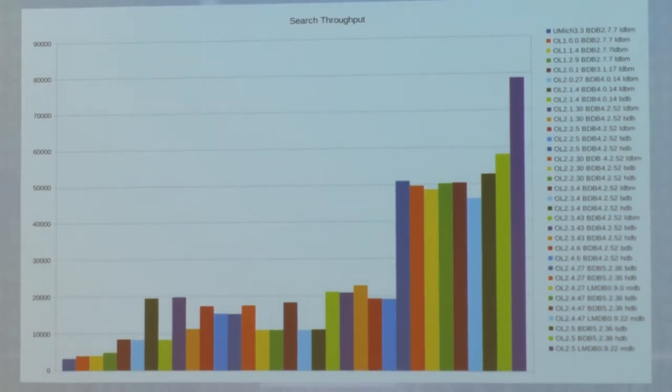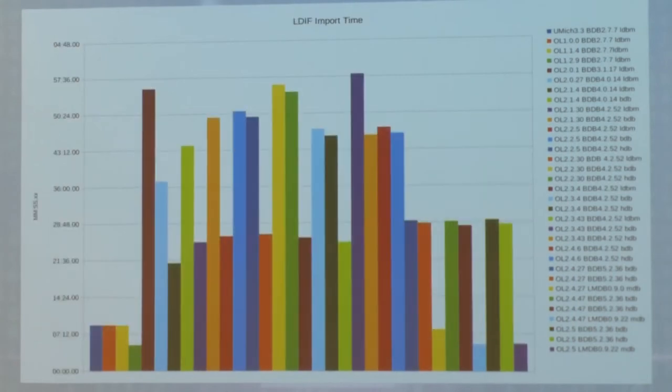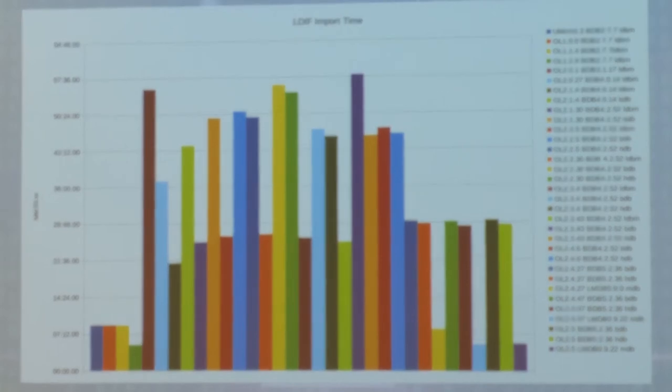So I'll go through each of the different versions here and talk a little bit about the changes or the features in each and the performance impact. Also, I'm looking at the bulk load time, the time to import the database. You can see it's all over the place, from relatively fast to extremely slow, and I'll talk about some of those issues along the way as well.